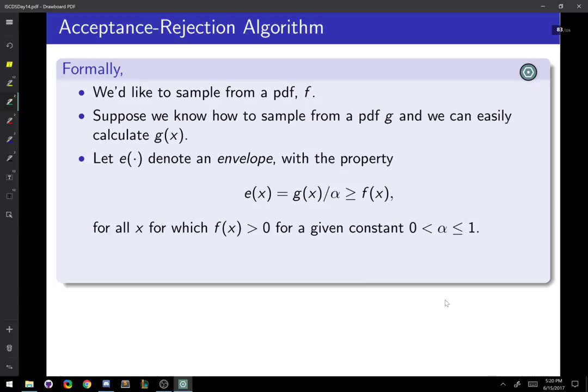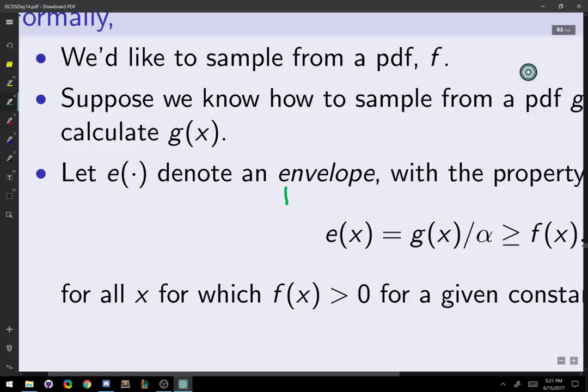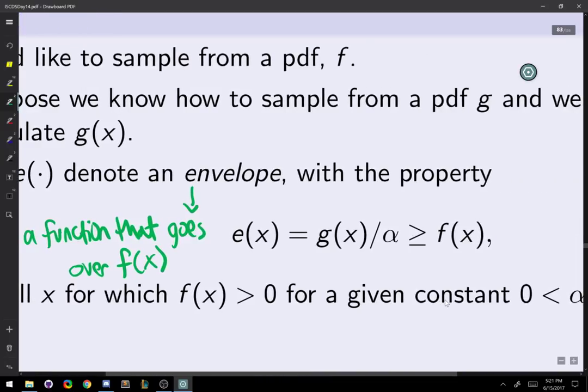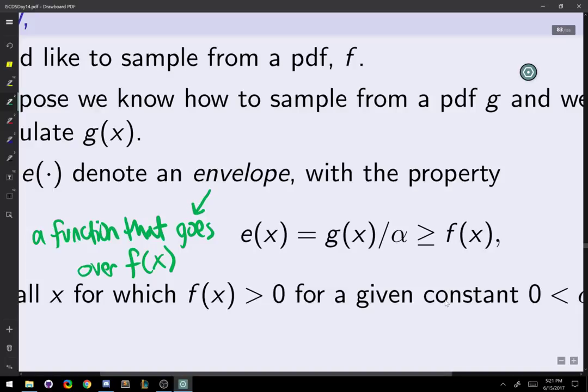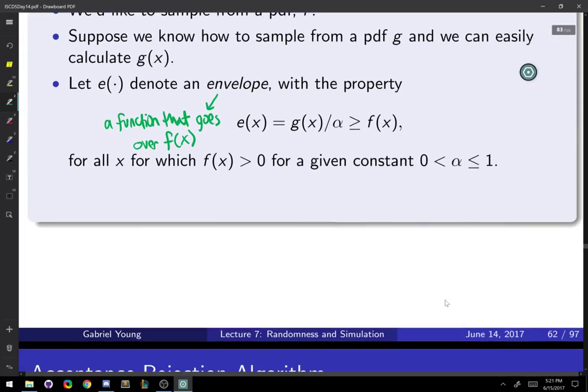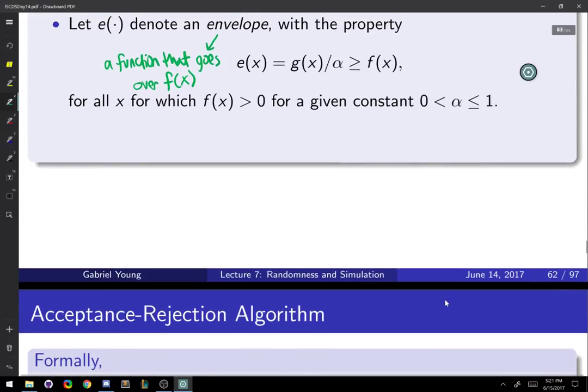So let E, don't worry about the dot, it's just a way to say it's a function, denote an envelope. It's a function that completely captures F, that goes all the way over F. We know that we have a formula for F, we just can't sample from it. That's the whole point. We know what the actual curve is, we just can't draw random cases from it. Why can't we? Because it's a non-common distribution. It has a shape that we don't have a default for. That's really the utility of this. So we have a function E that completely covers the F function, such that E of X is G of X divided by alpha. Let's try to draw some pictures to make this more clear.